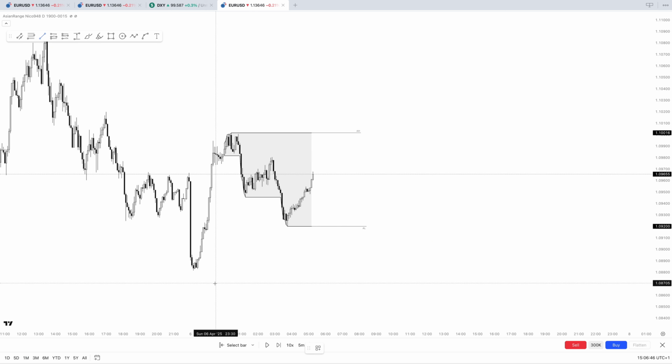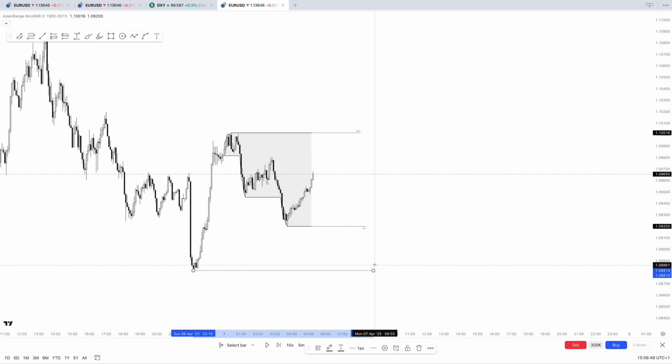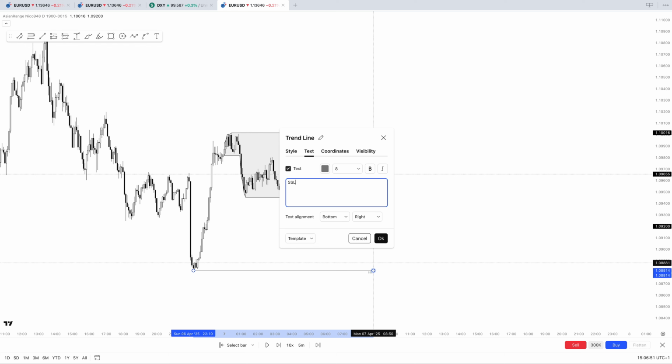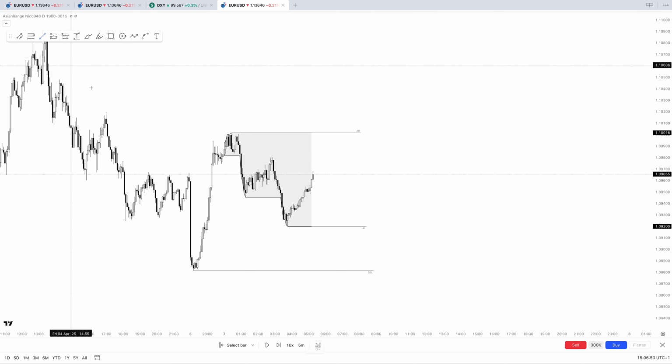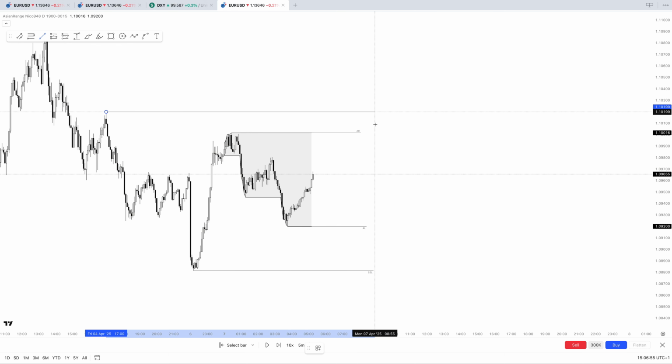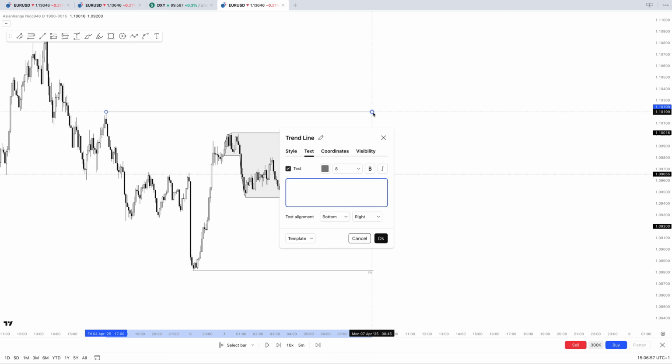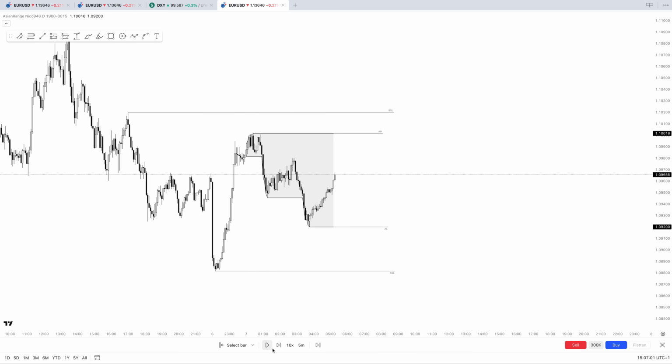Now, we also want to mark out areas of liquidity just beyond these levels. So this would be our sell side liquidity. This will be our buy side liquidity for the day. And we want to wait and see price interact with these regions and see what the reaction is from there.